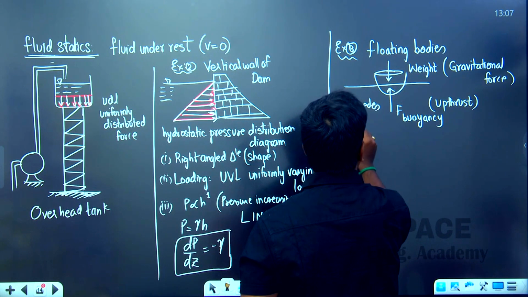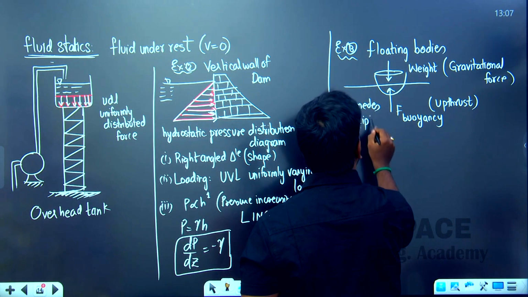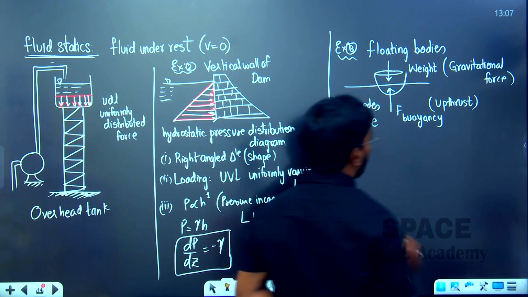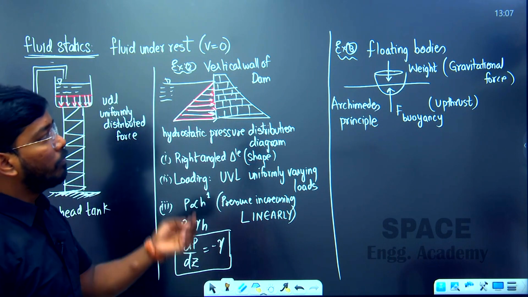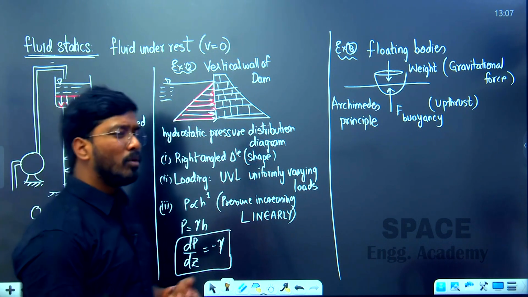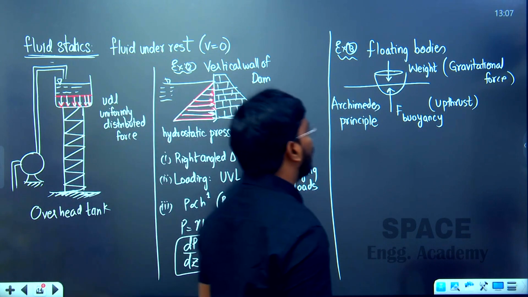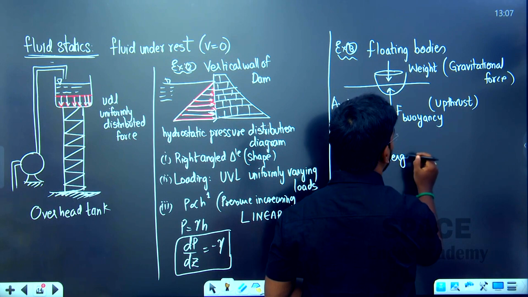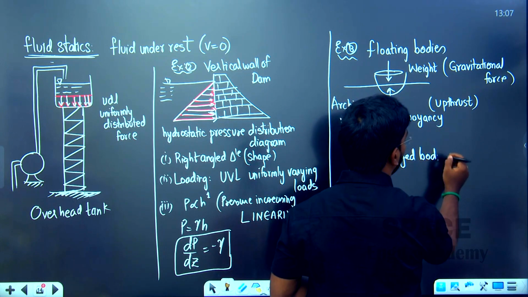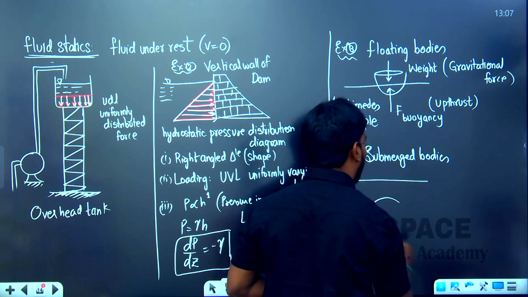What is it given by? It is given by Archimedes principle. So this is all that we are going to discuss. Vertical walls of a dam, floating bodies and submerged bodies we will also be discussing inside the statics concept. Submerged bodies, also submarines, which are inside the water.